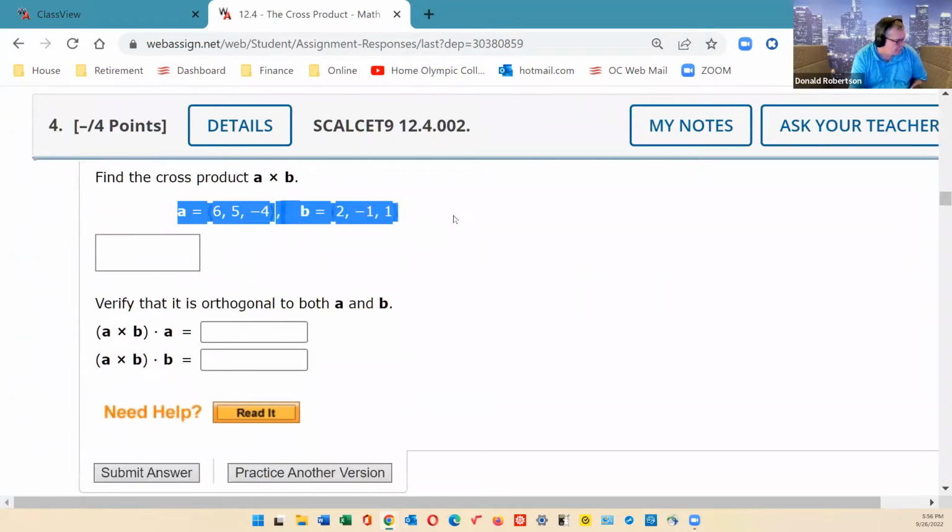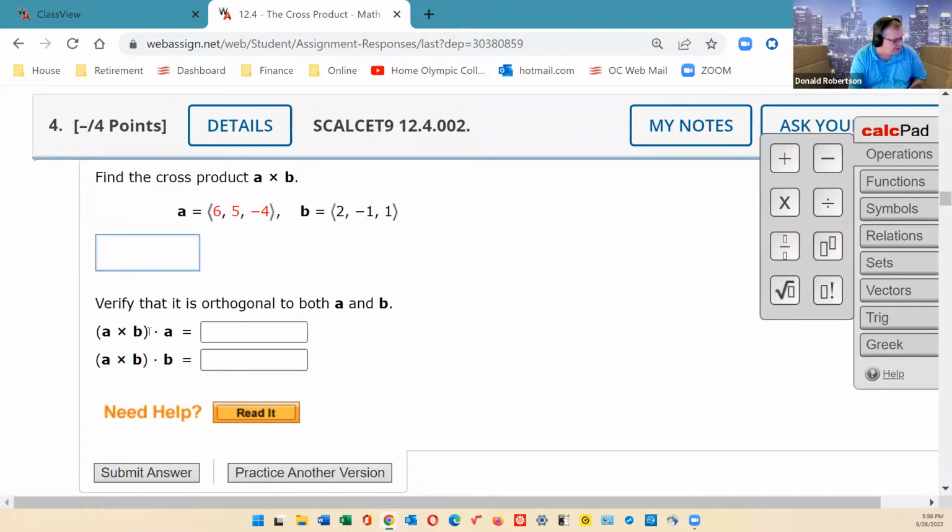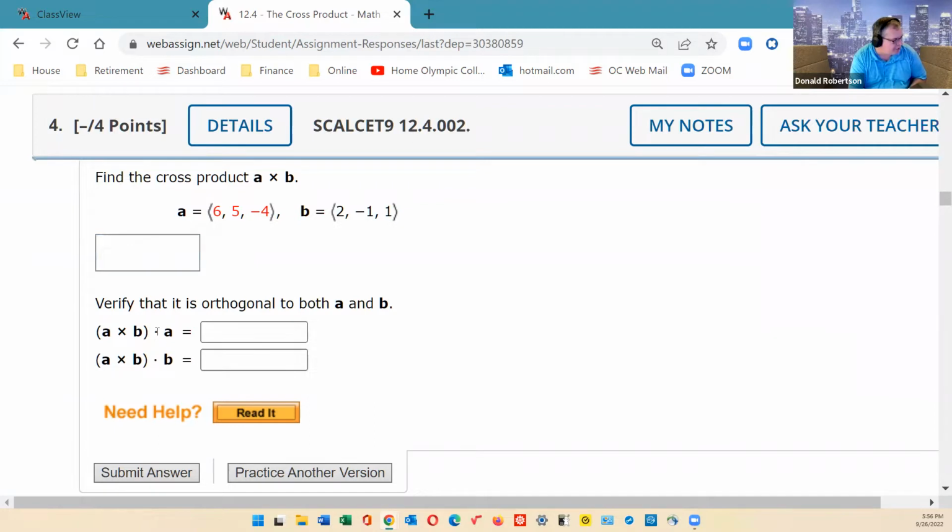2 vectors, find their cross product, put the answer in there. What should these 2 things equal? And it'll be a number if this worked. Well, wouldn't they both be zeros?